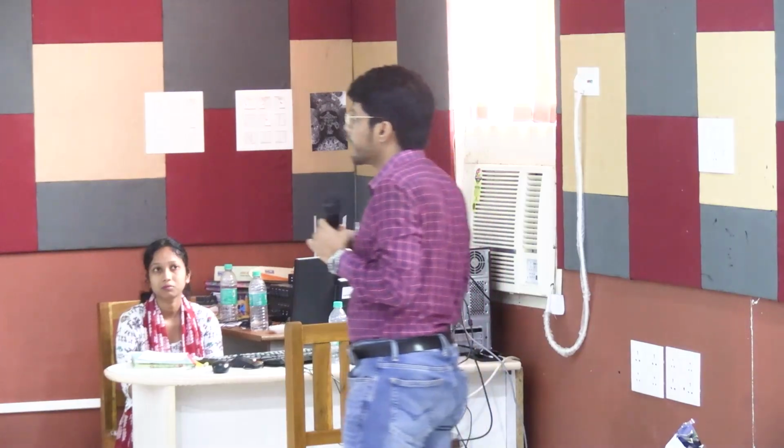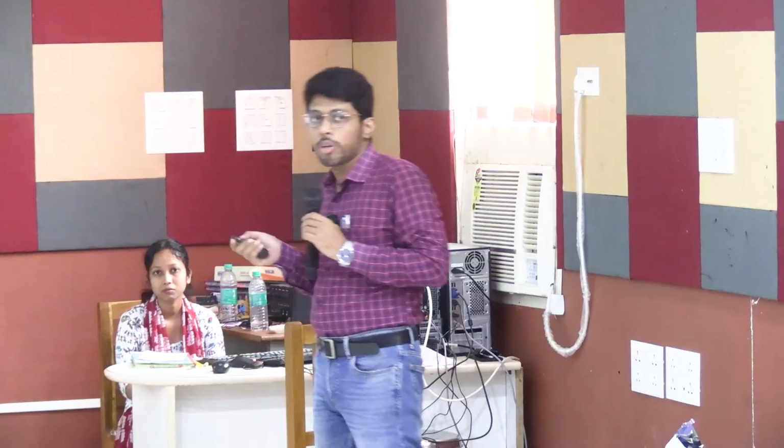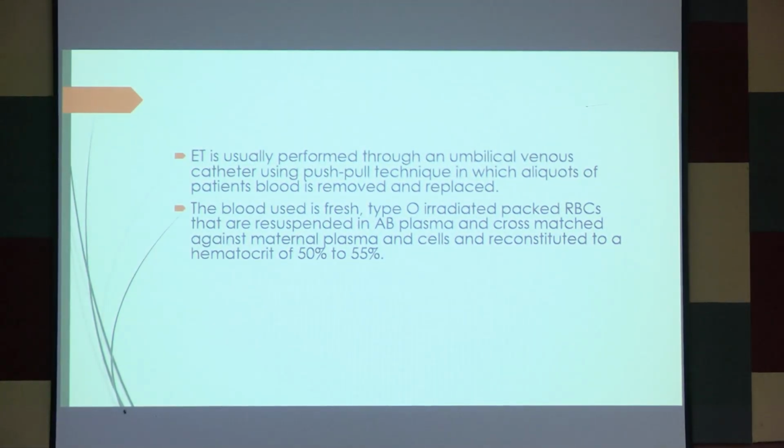What is the ideal blood? Ideal donor blood is fresh type O irradiated PRBC that will be suspended in AB plasma and cross-matched against maternal plasma and cells. So, when we are doing blood requisition for exchange transfusion, mother's blood sample also we have to send along with baby's blood. Baby's blood alone is not sufficient. We have to send both baby's and mother's blood for cross matching.